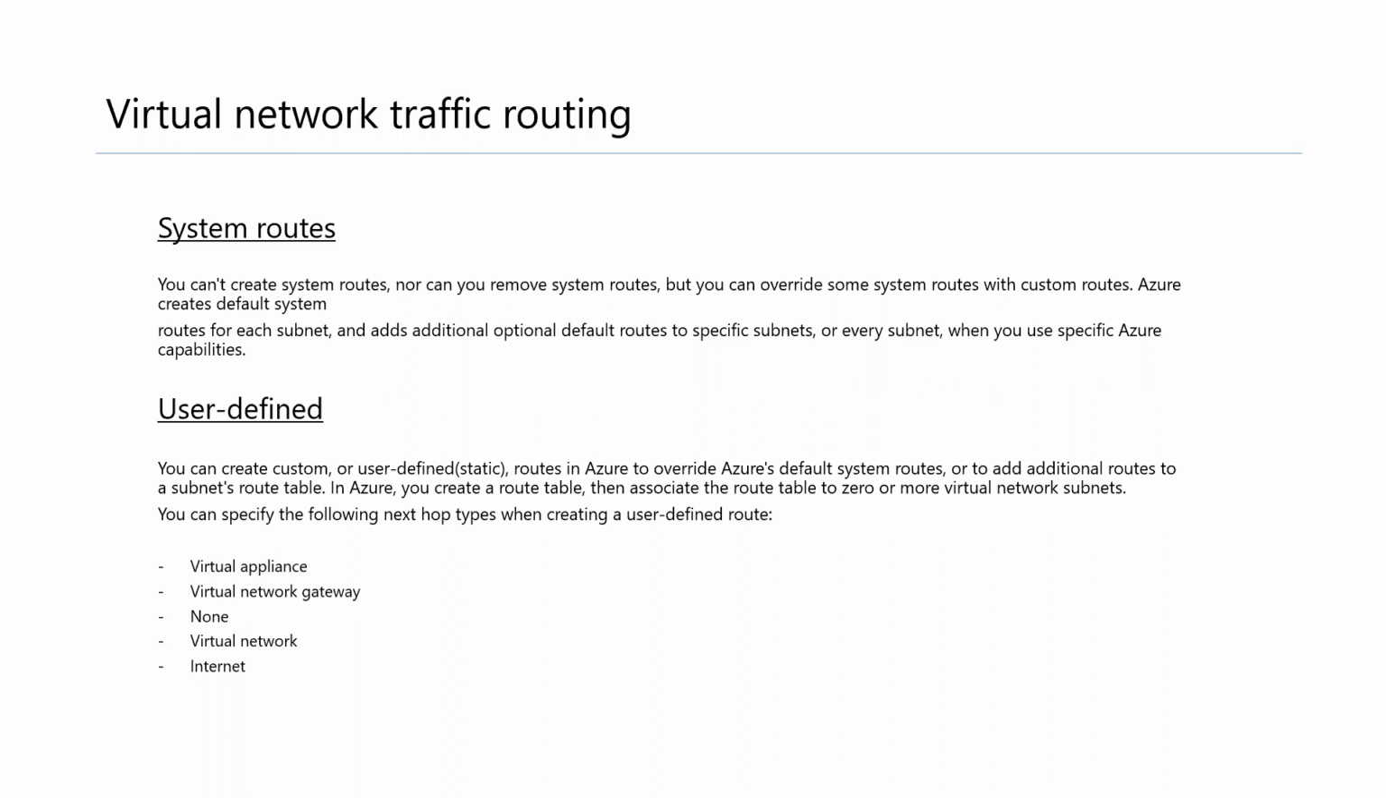So there are 5 types of next hop you can define in virtual network routing, in the custom routing. One is a virtual appliance, which is a virtual machine. So for example, you want to transfer all the traffic from one subnet to another one through a virtual machine, then you use the virtual appliance. The other one is virtual network gateway. If you don't want your traffic to forward anywhere, then you just say none. And virtual network also, and the internet. You can divert traffic to any IP address or any site.